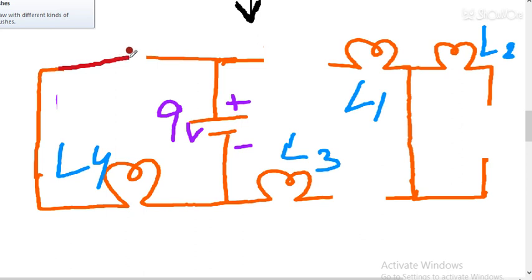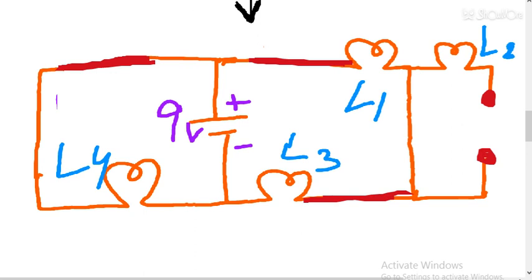So this diode will be closed one. This was forward biased. This diode was also forward biased, so it will be again closed. This diode was also forward biased, so it will be again closed. This diode was open, so it will be like this one.